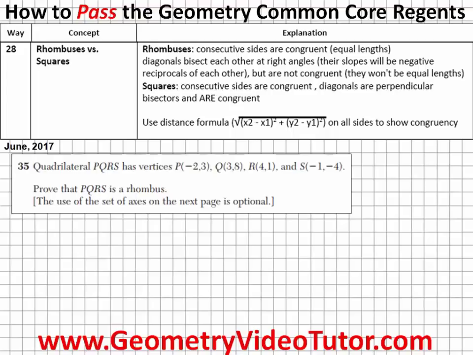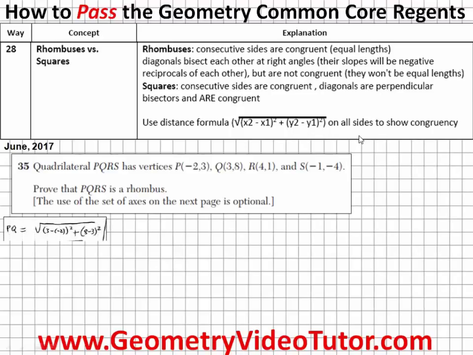And so now we need to prove that PQRS is a rhombus. Well, in order to do that, it says here that rhombuses have consecutive sides that are congruent. So what you want to do is use this distance formula on all sides to show congruency. The way we do that is similar to what you did in segment partition where you got the change in x, but here you're going to square it, you do the change in y, and then you square it, and you take the square root of that, and that will get you one side.